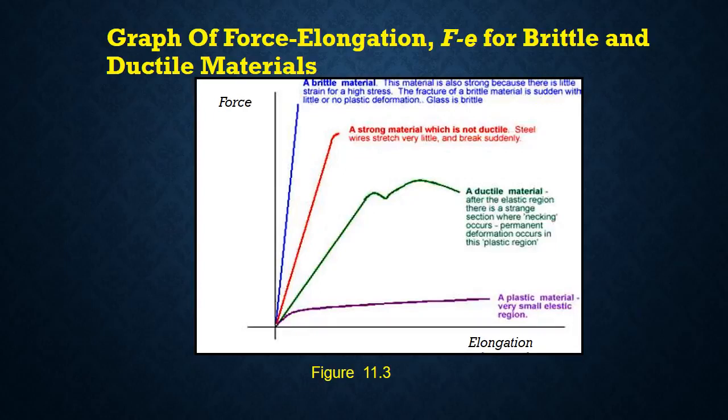From the graph, we can also clearly see that the material can withstand a high stress with a small elongation. The red line shows a strong material which is not ductile. Steel wires stretch very little and break suddenly.